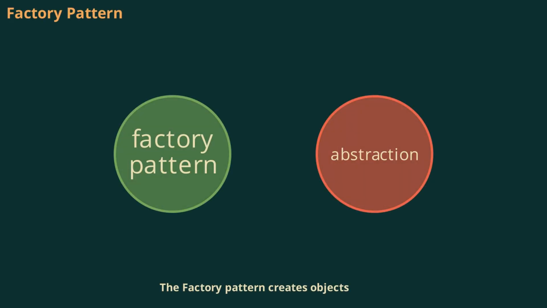The factory pattern creates objects without exposing the creation logic directly. This promotes loose coupling, better abstraction, and easier maintenance. It's a foundational design pattern in object-oriented programming and is often used in frameworks and libraries.